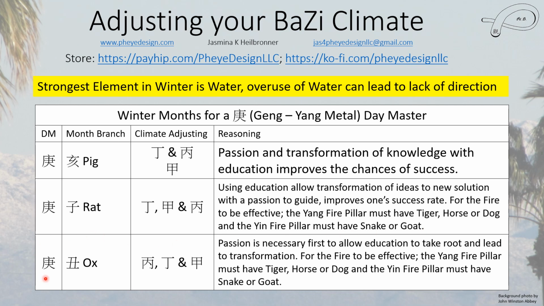And for a gunmetal born in the month of the ox, passion and transformation is more important than education. But education is also important. It's just that you tend to find the passion first, and then you find some education, and that passion allows the education to take root, so you really understand.